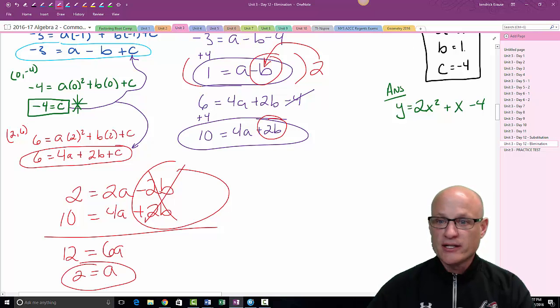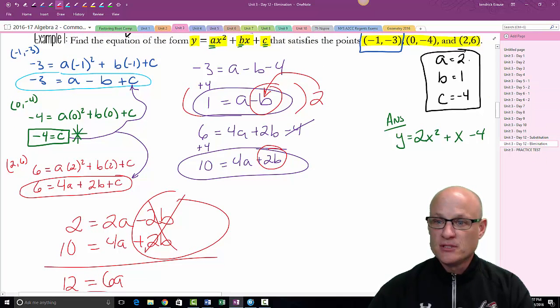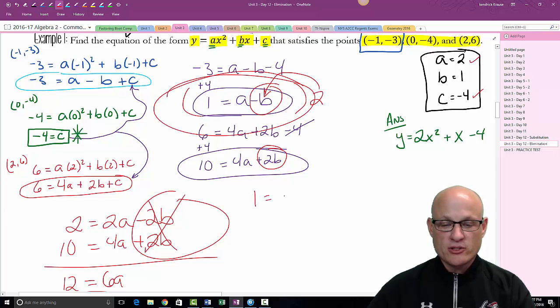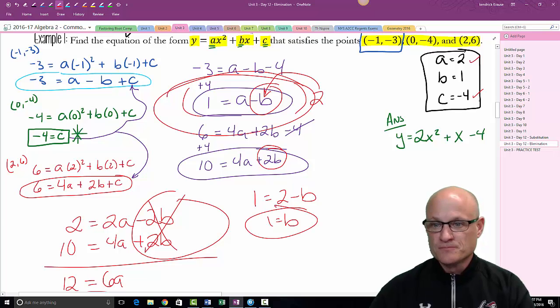Ka-ching, that's what I have right here. And I already have this. So my last thing is I have to figure out what B is. I'm going to take this 2 and plug it into this equation. So 1 is equal to 2 minus B. Well, doesn't B just equal 1? Because 2 minus 1 is 1. Ka-ching. And there's my answer.